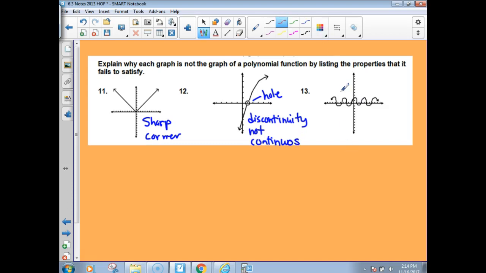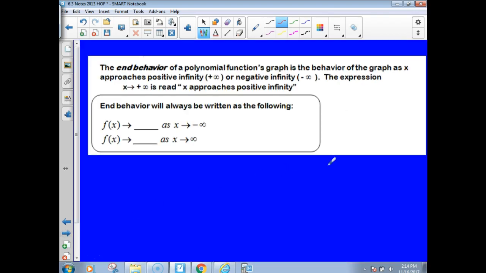And the last one here, it doesn't seem to ever go above 2. So it's bounded, which means it doesn't go to infinity, and a polynomial graph is not bounded. Now, the concept of end behavior is very important, and that's going to be the rest of what we're talking about today: the end behavior and turning points.